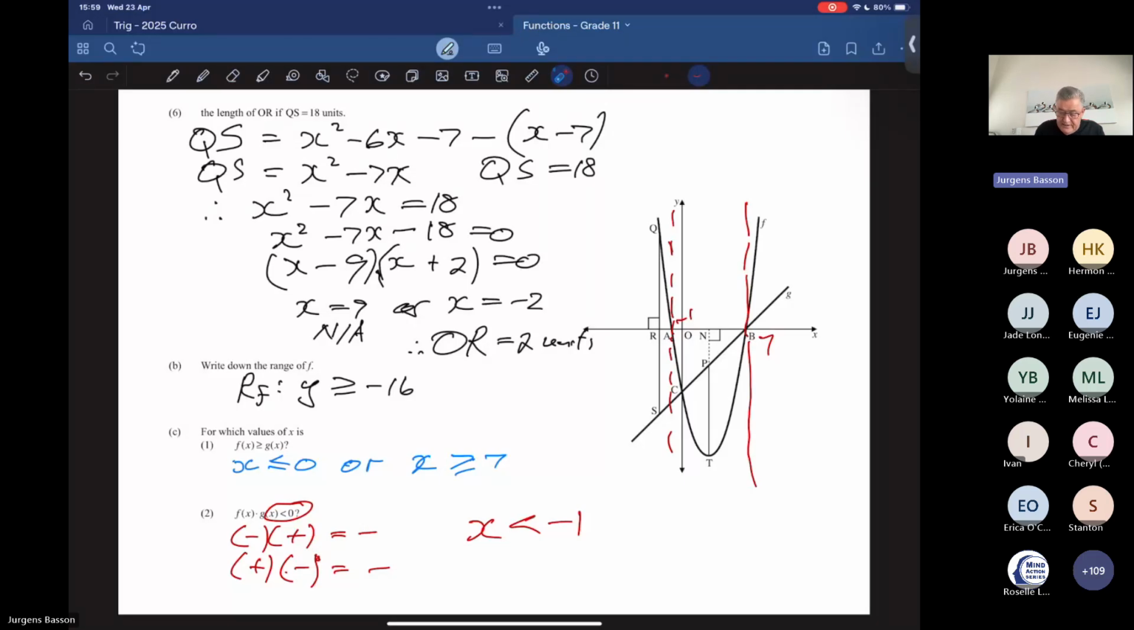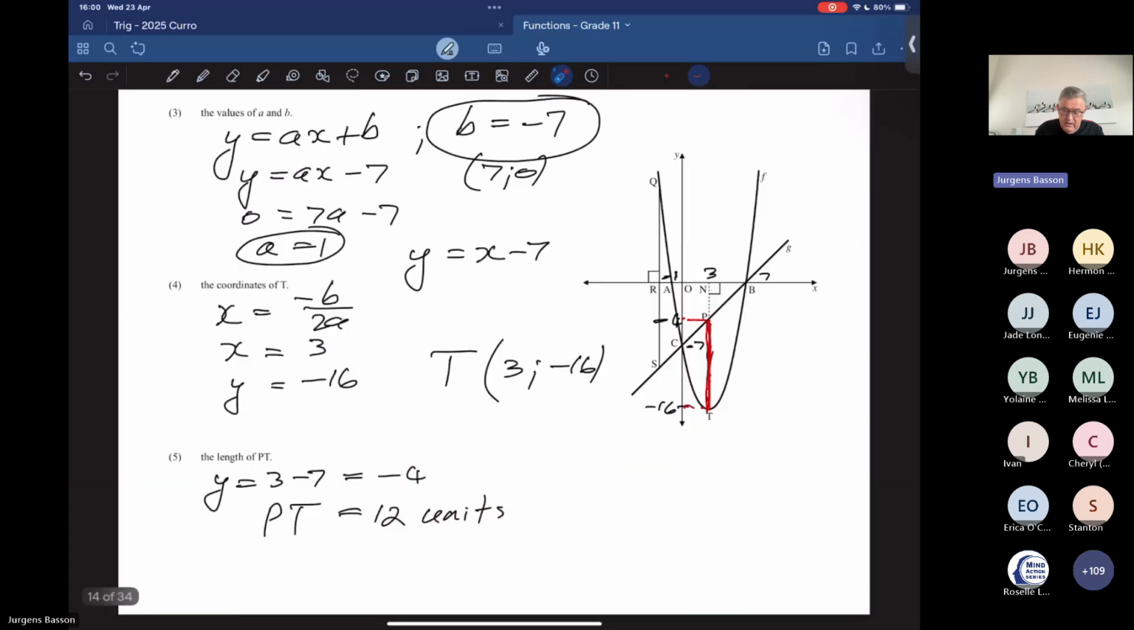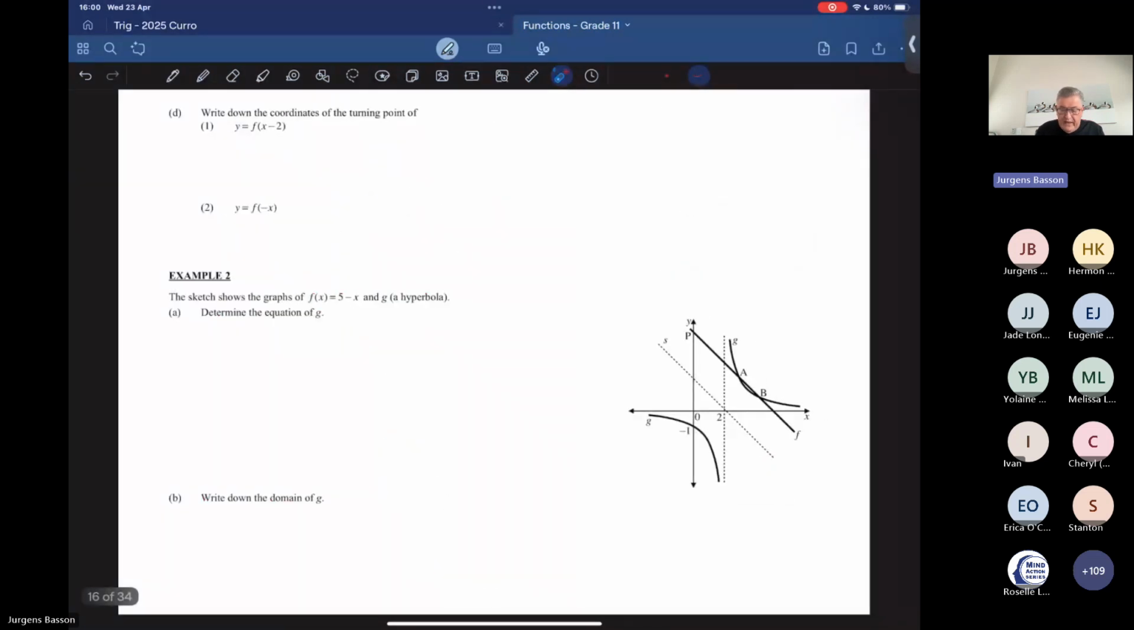So this turning point of this graph is at this point, which was (3; -16). You'll remember that it is (3; -16). So that was the turning point. So I just want to write it down, that our turning point is the point (3; -16).